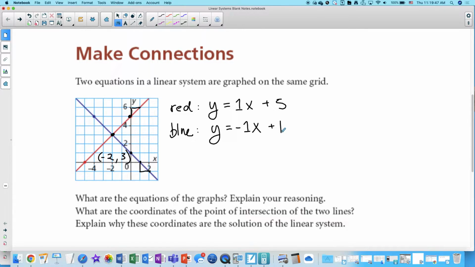All right, now explain why these coordinates are the solution.